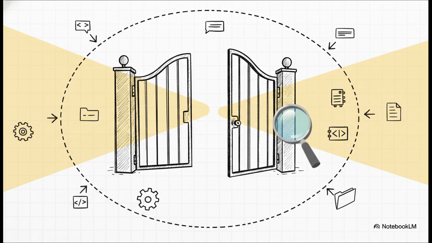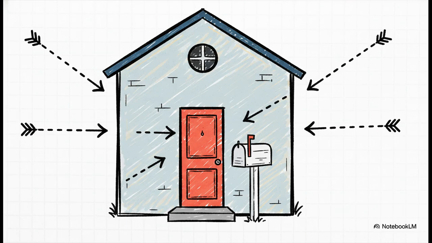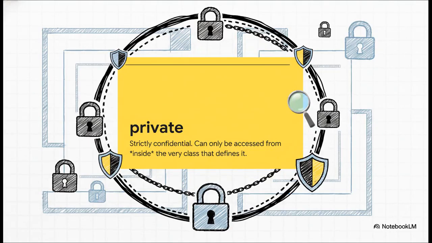No restrictions. A good way to think about this is your home's address or your mailbox. It's information that's meant to be seen by the outside world. There's no security around it because, well, it's not sensitive. It's public knowledge. Now, on the complete opposite end of the spectrum, we have private.